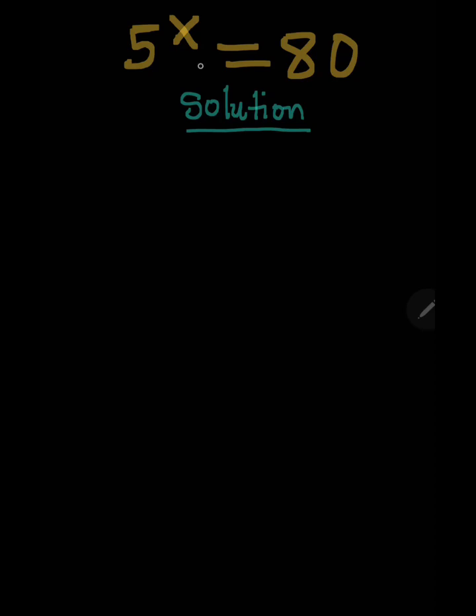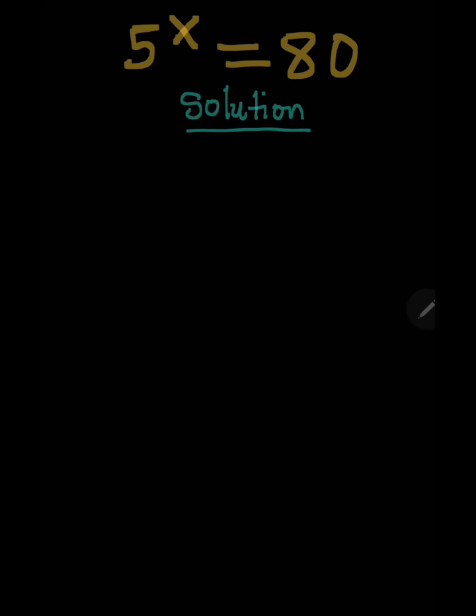We're going to solve for the value of x from this exponential equation. We're given that 5 raised to the power of x is equal to 80. If you look at both the left and the right hand side of this equation, there's no way we can make the base the same. So therefore, we're going to apply either ln or log to both sides.